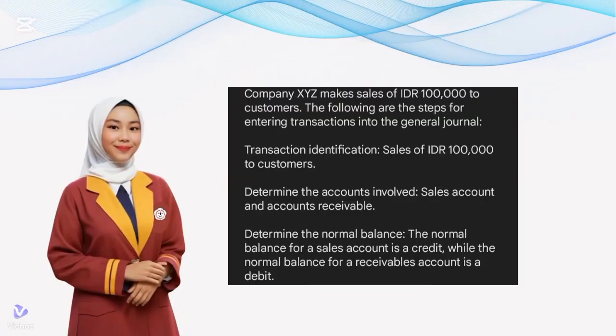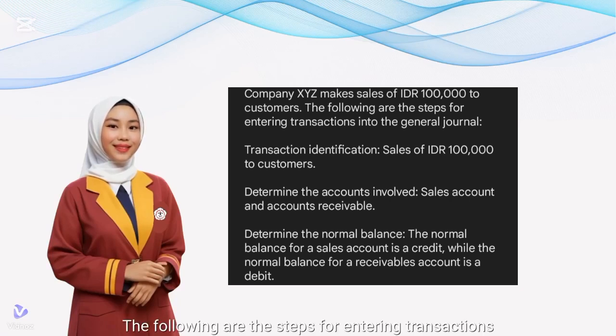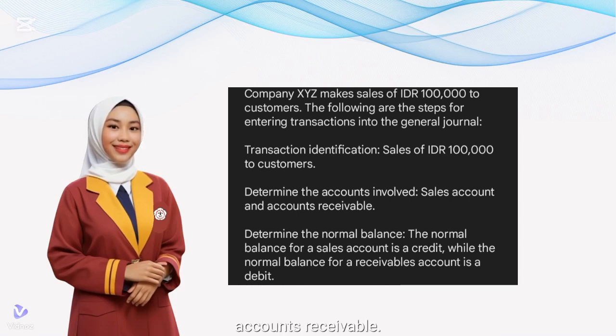Example. Company XYZ makes sales of IDR 100,000 to customers. The following are the steps for entering transactions into the general journal. Transaction identification, sales of IDR 100,000 to customers. Determine the accounts involved, sales account and accounts receivable. Determine the normal balance. The normal balance for a sales account is a credit, while the normal balance for a receivables account is a debit.